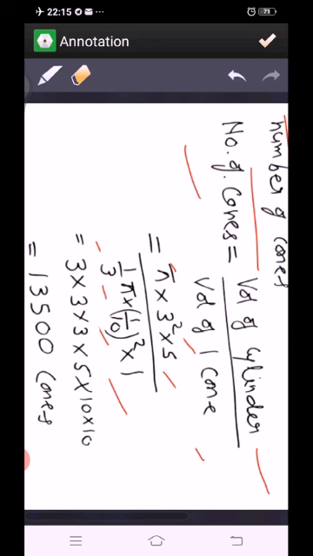So we get 3 into 3 square, that is 3 into 3 multiplied by 5. This 1 upon 10 square, so this 10 will go up. So 10 into 10 square. So on multiplication we get number of cones equal to 13,500. 13,500 cones.